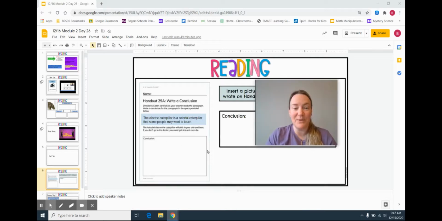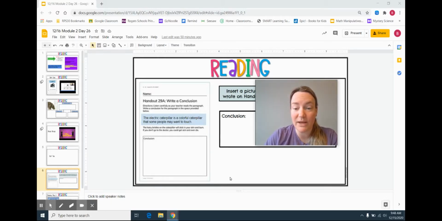All right, so I have inserted a picture of the handout here. It says, directions. Listen carefully as your teacher reads the paragraph. Write a conclusion for the paragraph in the space provided below. You will either write it on your piece of paper on your handout and insert a picture, or you can type it in this box right here behind my video. But first, let's take a look at the topic statement. I have highlighted it in blue for you. It says, the electric caterpillar is a colorful caterpillar that some people may want to touch.